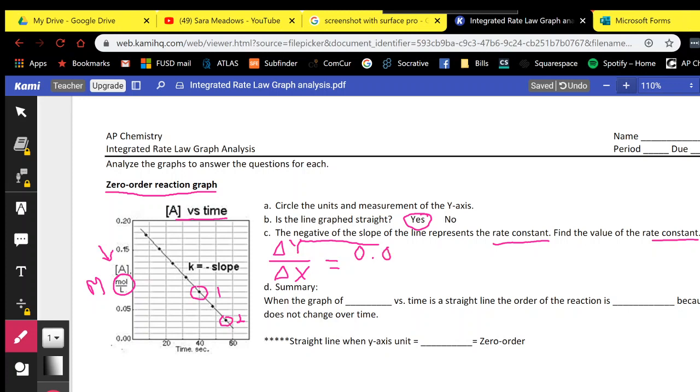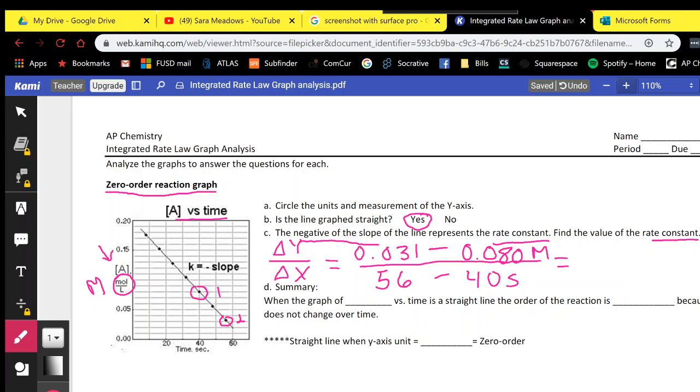0.031 maybe. Minus the one here, which is 0.08. Our y values are measured in molarity. And then our x values: x2 would be about 56 seconds, minus x1, which would be 40 seconds.